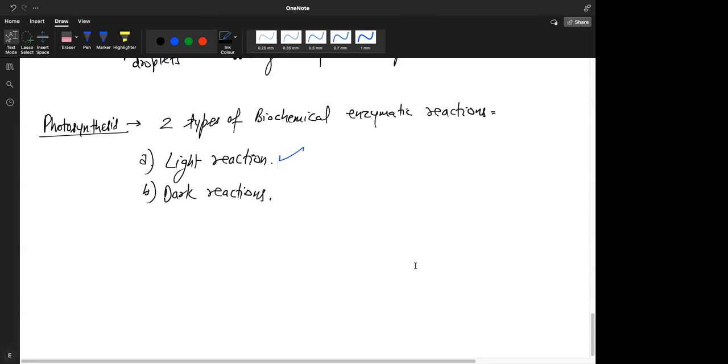Make sense, Yusuf? Yes, sir. Any doubts? No doubt, sir. Perfect. So these are the two kinds of reactions that happen in photosynthesis. I will again come back to these reactions, what is light reaction and what is dark reaction in detail, but this is understood now.